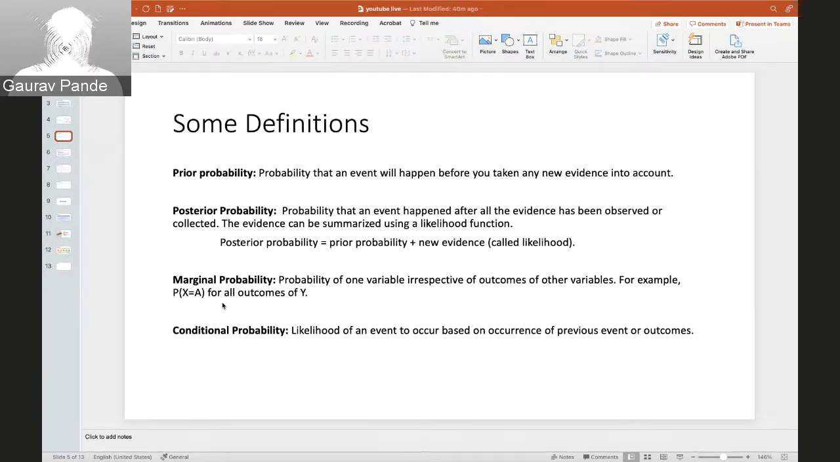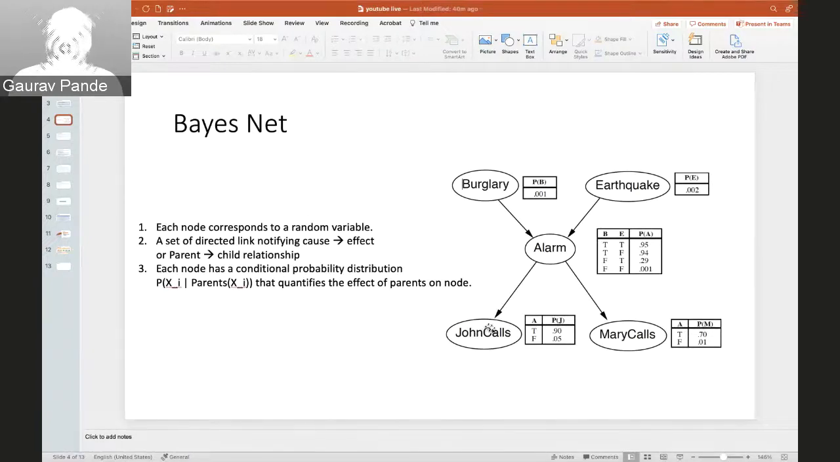And then marginal probability is basically the probability of one variable irrespective of the outcomes of the other variables. For example, if I go to the previous example, what is the marginal probability that the person John calls? The marginal probability of John calls means that considering all the scenarios, considering burglary has happened, alarm has rung, John has called. Considering earthquake has happened, alarm has rung, John calls. So you have to consider, irrespective of whatever values the other evidence variables or other variables hold, what is the probability that John calls? That's the marginal probability that you have to calculate.